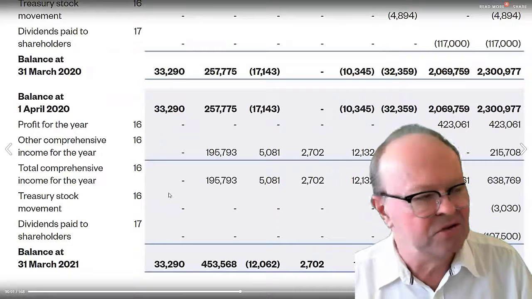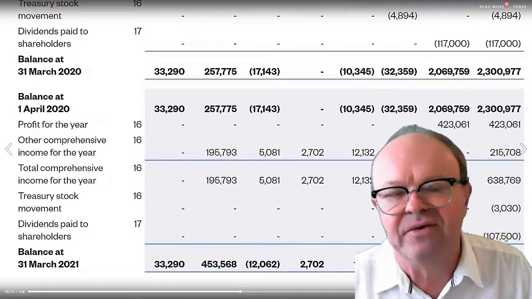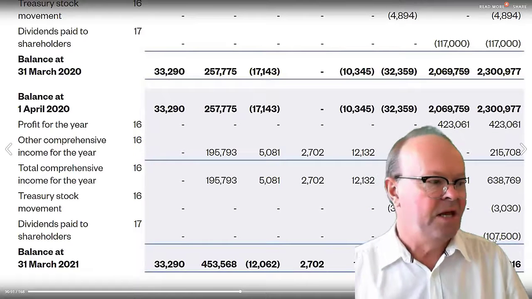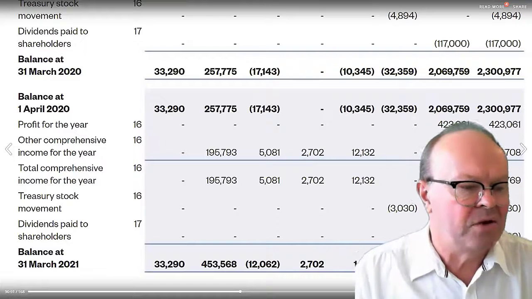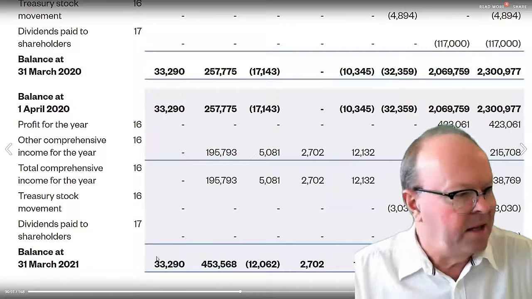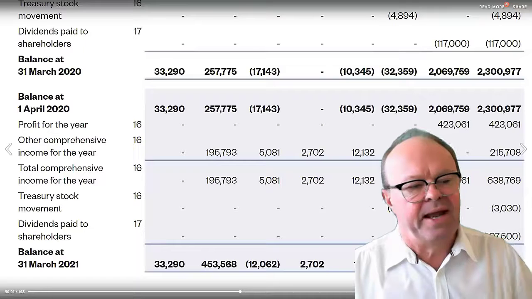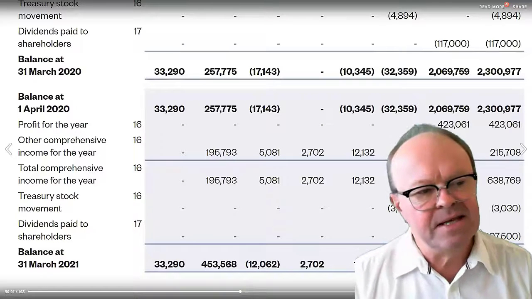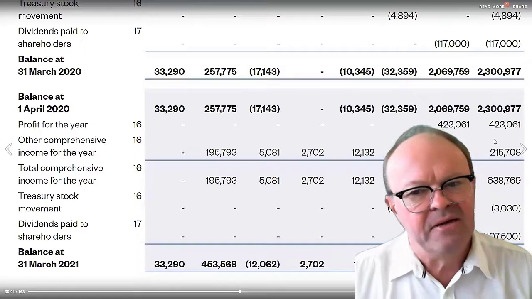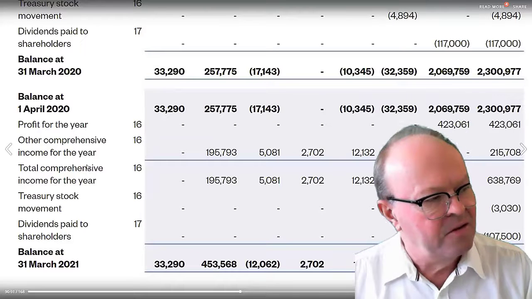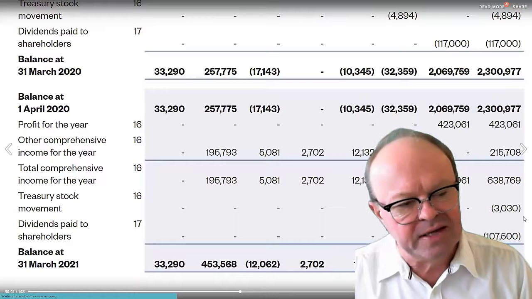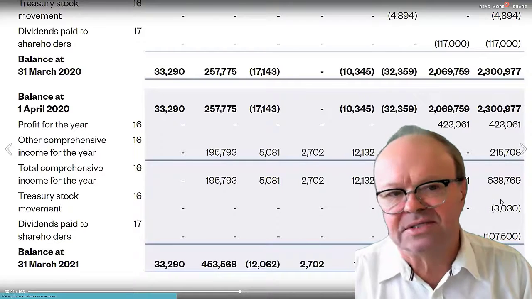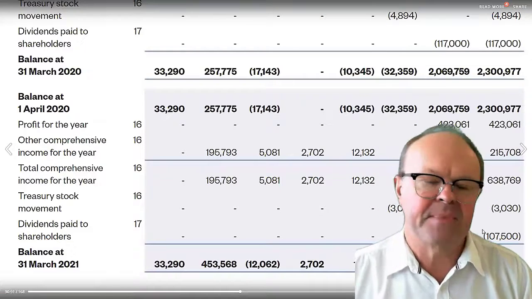So it's bought some of its own shares, and then there are the dividends paid to shareholders, 107,500,000. So they're both negative figures. And that brings you to the balance of $2.8 billion. So you can see that it's showing the various changes in equity from the profit, total comprehensive income, and also the transfers between the shareholders and the company itself.